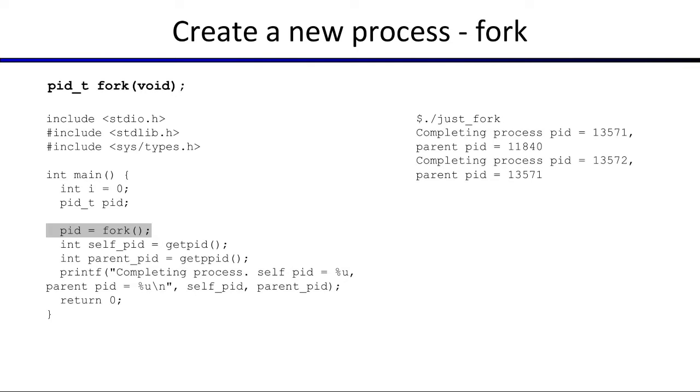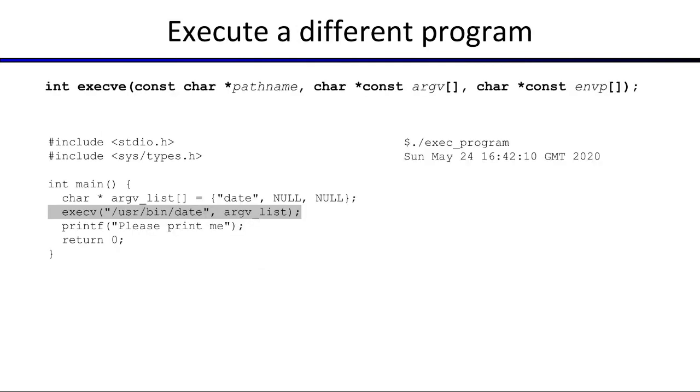Now this is fun, but when you create another one, maybe you want another process, maybe you want to run a different program. How could you do that? There is a system call called execve, and it takes parameters. You give it a path name for the program. The argument values, where the first argument for a program is the program name itself. You can pass it the environment variables.